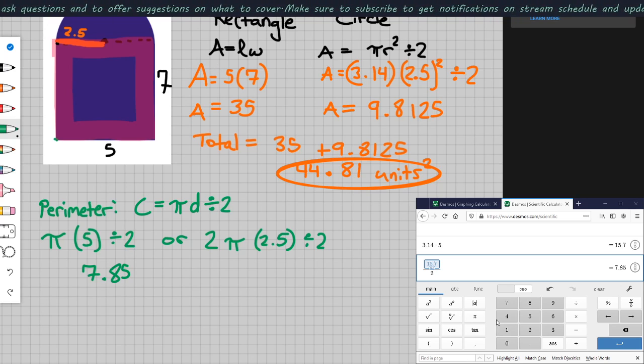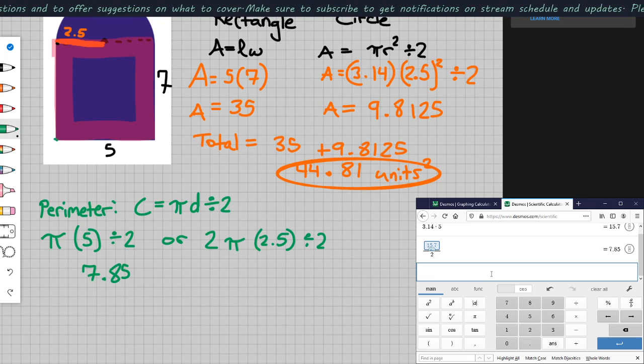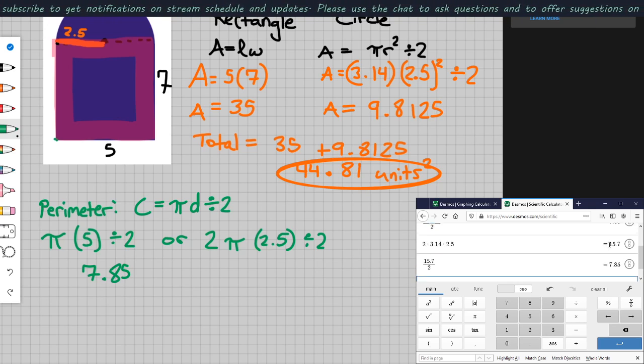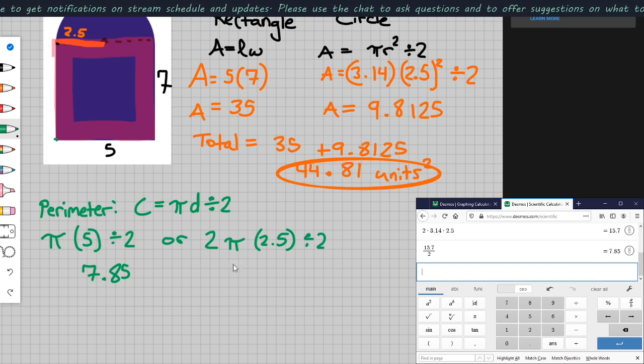So I'm going to press enter on Desmos to use the other line. 2 times 3.14 times 2.5, you get 15.7, and I'll even show you 15.7. I typed it in instead of using the answer button, divided by 2, and I get the same thing, 7.85. All right, so we could have used that as well. I'm going to clear all this because now we're going to start adding up our sides.